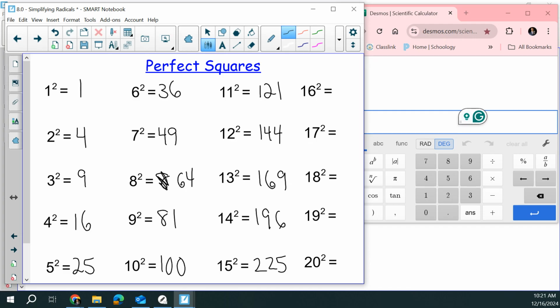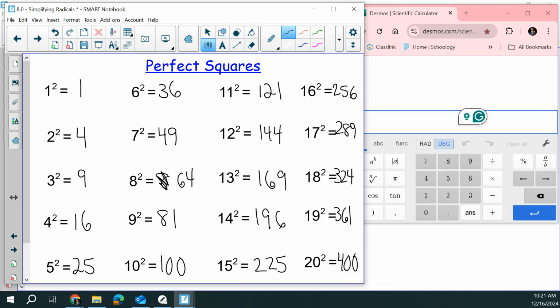16 squared is 256, 289, 324, 361, and 400.